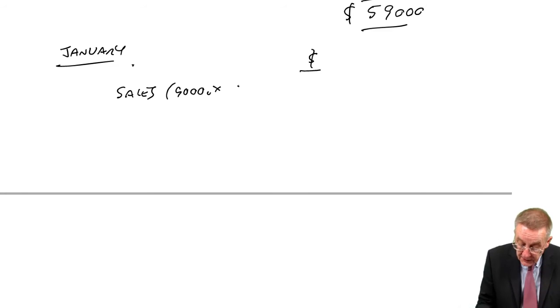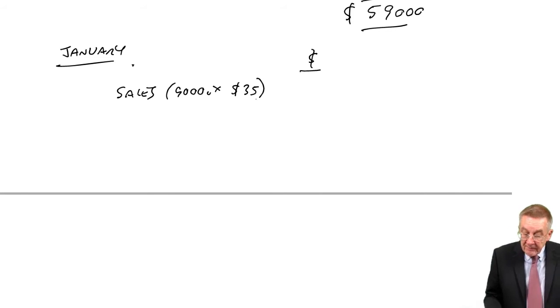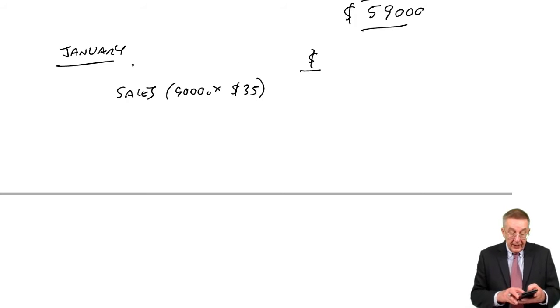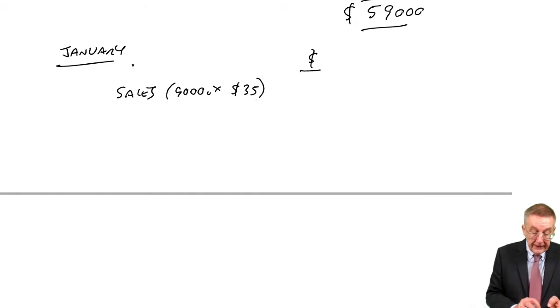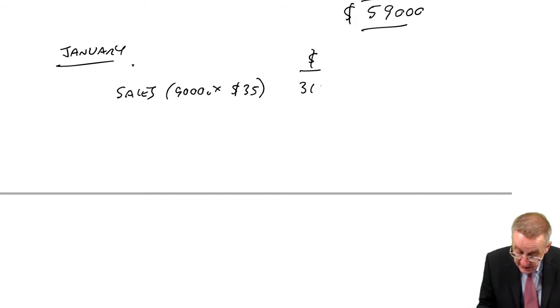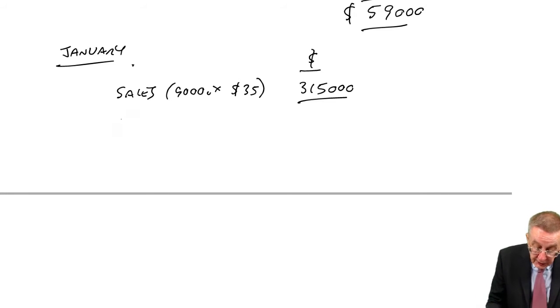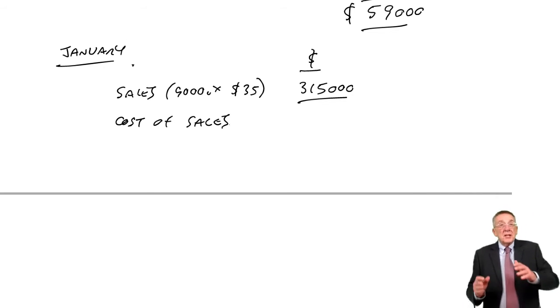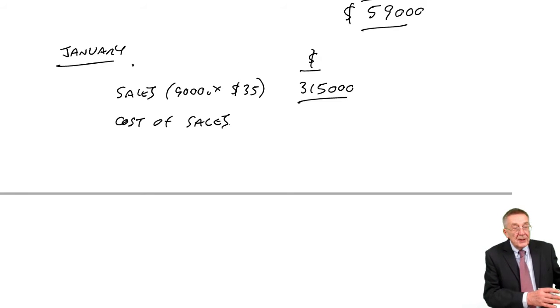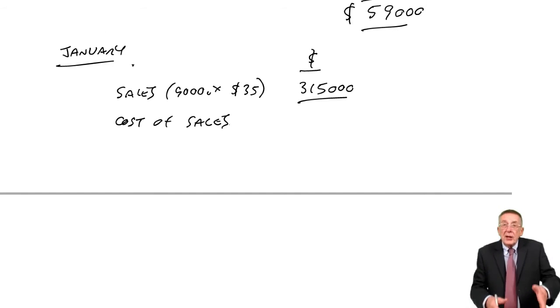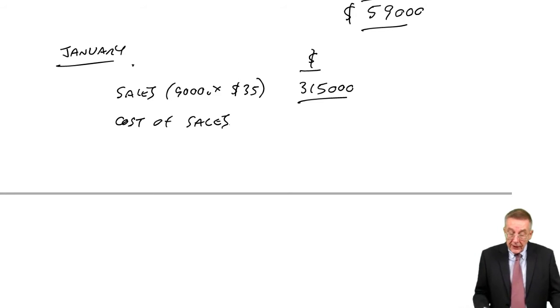The selling price is $35 a unit. So the revenue, 9,000 at 35, is 315,000. We subtract the cost of goods sold. And like before, we'll take the cost of what we produce less the cost of any closing inventory.